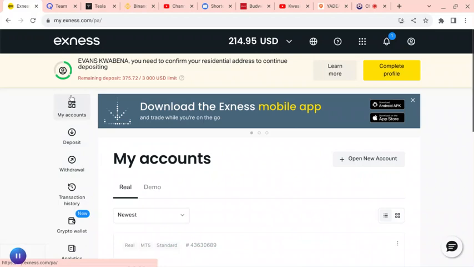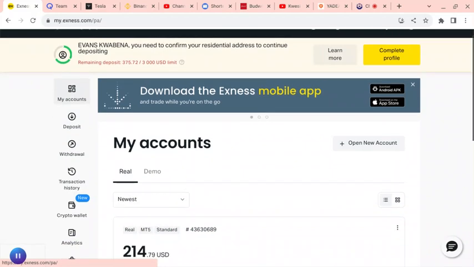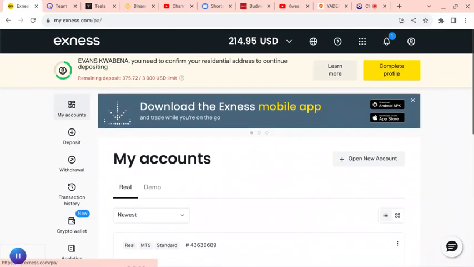So when I come to my account, this is my account. Exness is a trading app. We have crypto wallets, which they just introduced, so it's a new one. At first, you couldn't use Exness to receive Bitcoin. But right now they have introduced crypto wallets, investment wallets, and other things. So I want to take this chance to educate you on this.